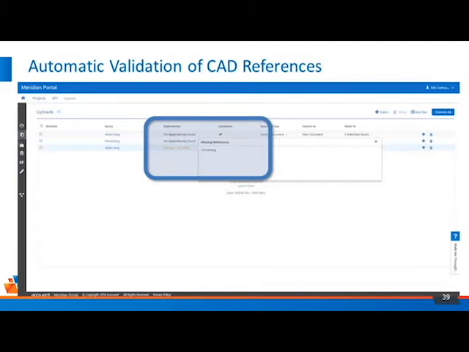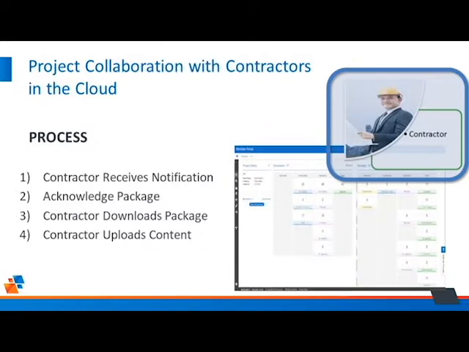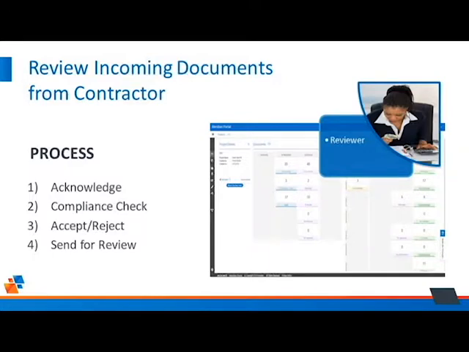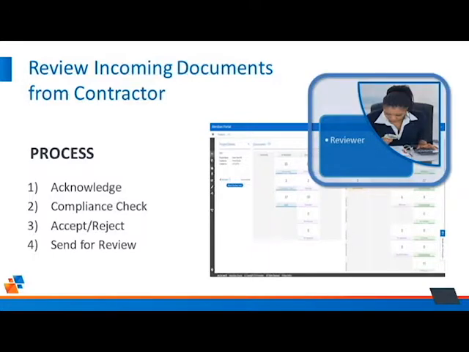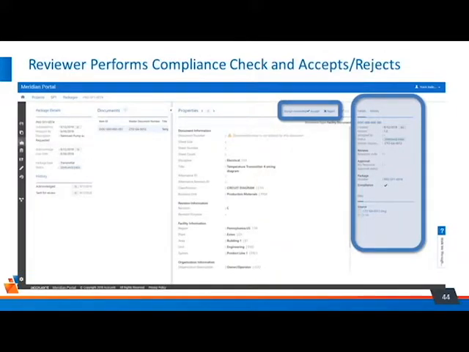To review, our contractor received the notification that they received drawings in Meridian Portal. They acknowledged and downloaded the package, made their changes, and uploaded a new revision of the drawing. The next step involves the internal reviewer looking at the recently uploaded contractor drawings in Portal, accepting or rejecting them, and sending them into a review workflow. The reviewer will acknowledge they received the drawings, perform a quick compliance check, and accept or reject the drawings. The drawings can then be sent back to Meridian, and the project copy can be updated.